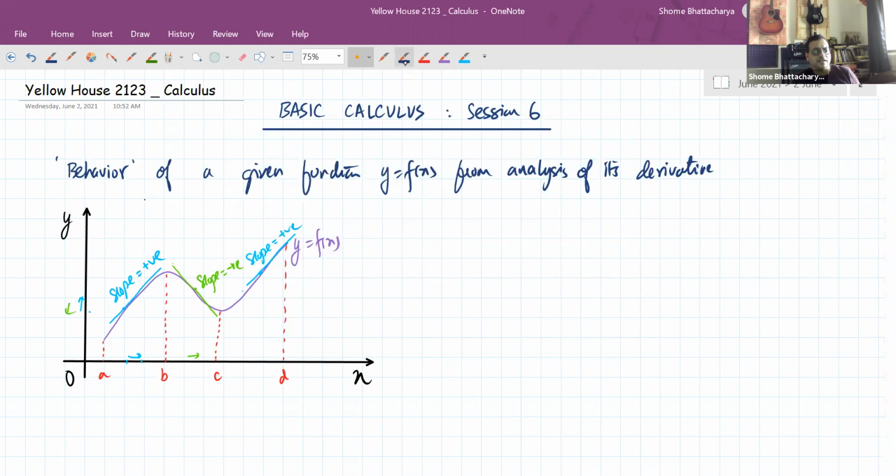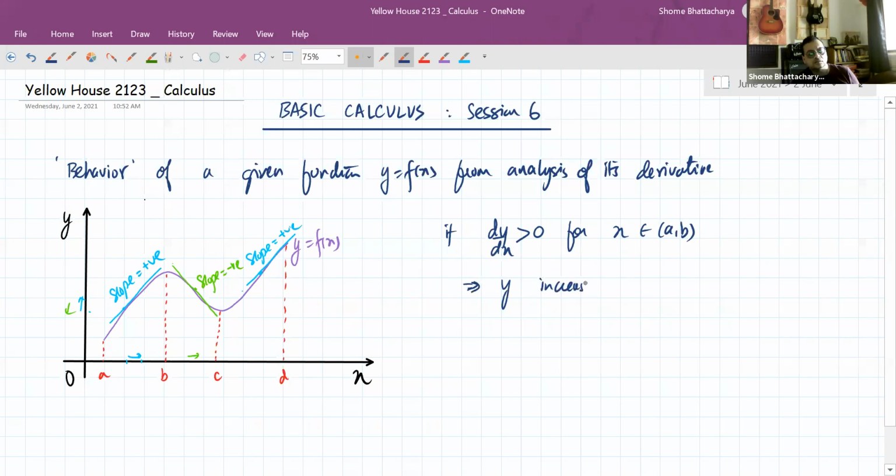And we know that the slope of the tangent is nothing but the value of the derivative. So therefore, we have this analysis now that if dy by dx, or the derivative of the function, is greater than 0 for a certain interval, let's say a to b, then it automatically implies that the value of y increases with respect to the value of x for that same interval.